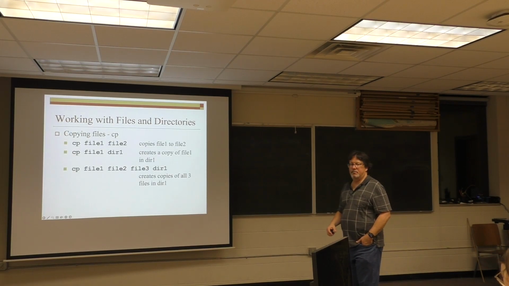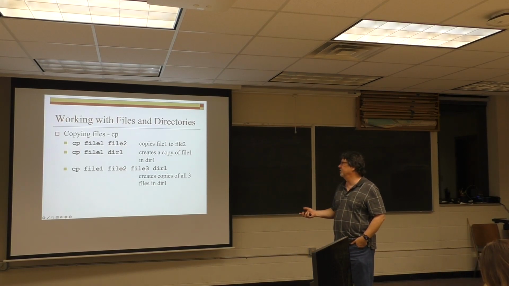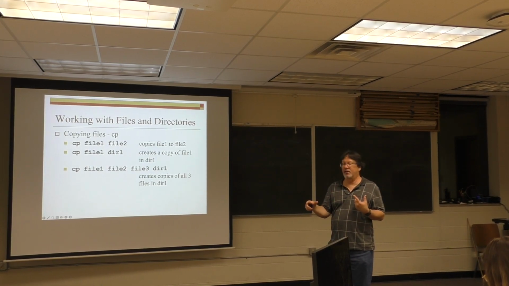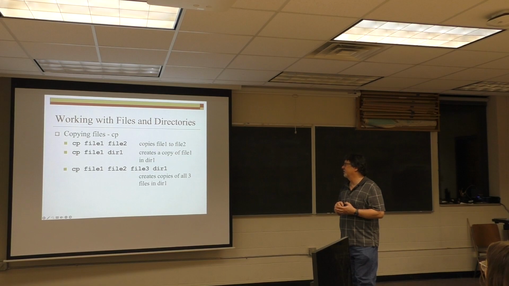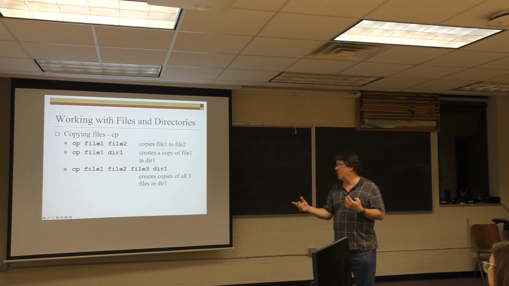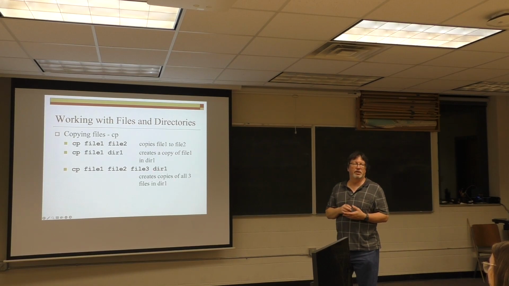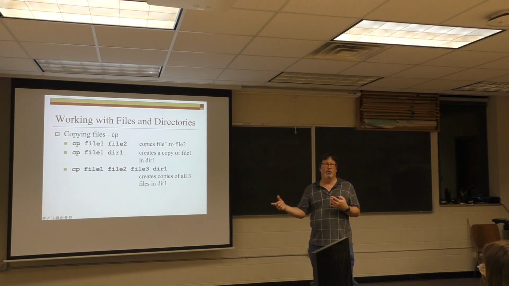Copying files: if you want to make a copy of a file to something else, the command is cp. If you cp file1 to file2, it makes a copy of file1 named file2. If you copy a file to a directory, it will make a copy of that file in the directory named file1. You can copy multiple files at a time into a directory. So if you copy file1, file2, file3 to dir1, it will make copies of all three of those files in the directory dir1. In this case, that last argument has to be a directory, and if it's not, it'll complain and say, sorry, that's not a directory. You can't copy a bunch of files to another file.